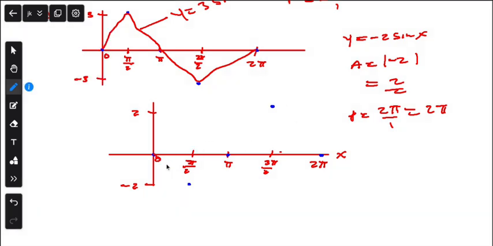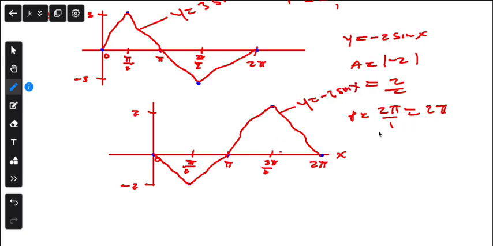We are starting from here, like this, and then ending at this point here. So from here we're going to name this graph as y equals negative 2 sine x. So this is how you're supposed to plot this one.